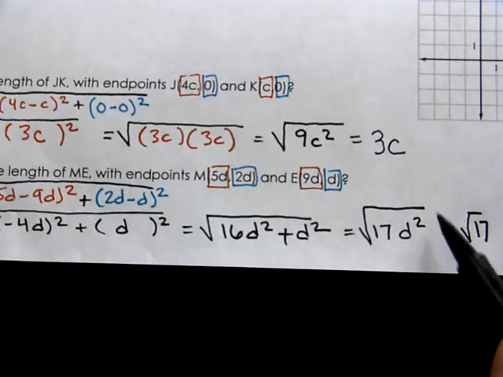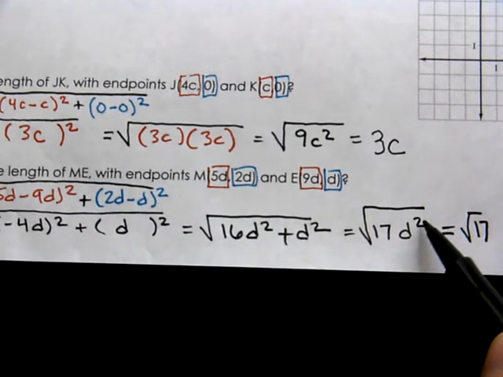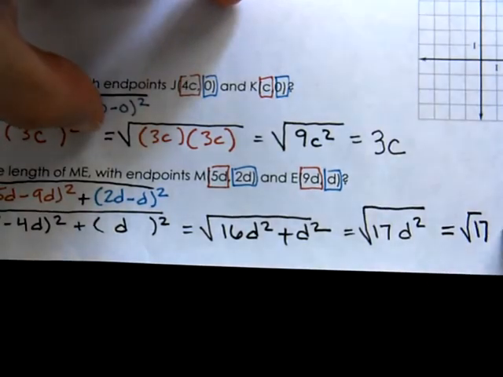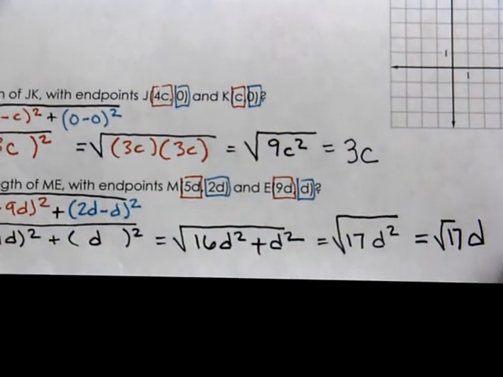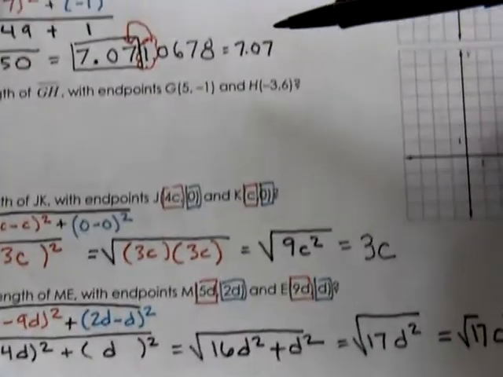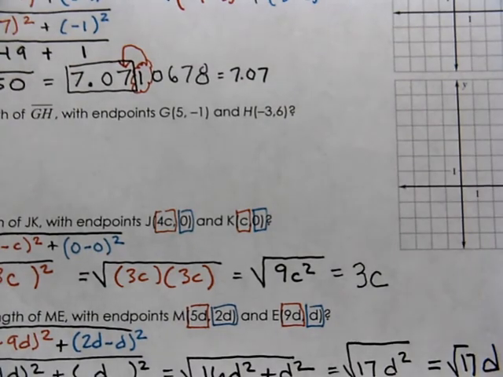Then when we take a look at the variable, we have a d squared. That is a perfect square. We can take the square root of d squared, and we get just d. So that's the final answer. It's root 17 times d. You'll notice I did not turn that into a decimal value in this case. When we are working with variable coordinates, we tend to leave it in its precise form as opposed to its approximated form like this. And that's it for our notes today.